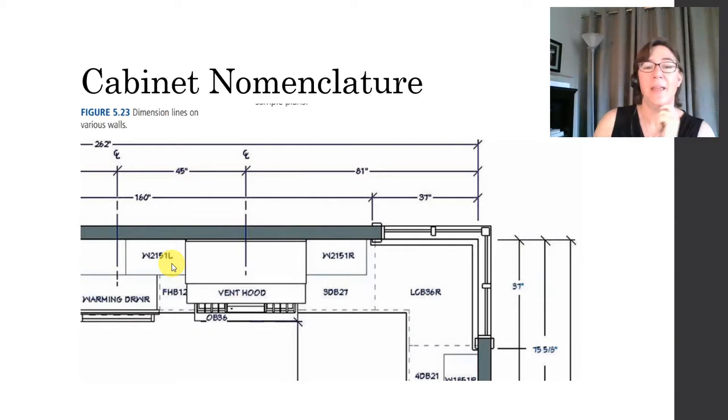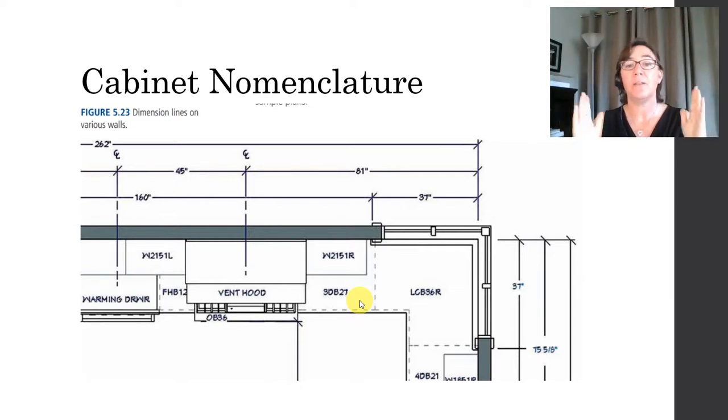All right, let's practice again. Read this one. It says 3DB27. Pause the video and see if you can figure out what that means. All right, time's up. 3DB means it is a 3-drawer base. So it's going to have 1, 2, 3 drawers. It doesn't have any doors. And what is the 27? It's 27 inches wide.